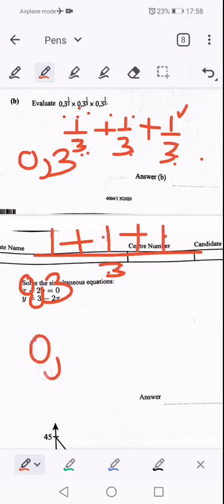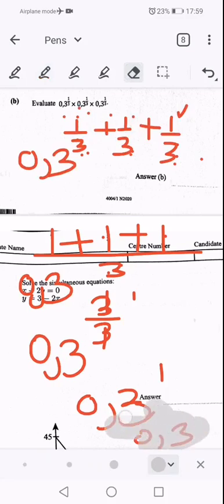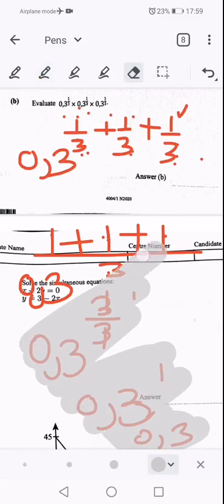Then it is 0,3 to the power of 3 over 3. Then 3 into 3 gives 1. So you get 0,3 to the power of 1. Or you can say 0,3 to the power of 1 is the same as 0,3, because 0,3 means 0,3 to the power of 1. So you can leave the answer as 0,3. So your answer here was supposed to be 0,3. That's it.